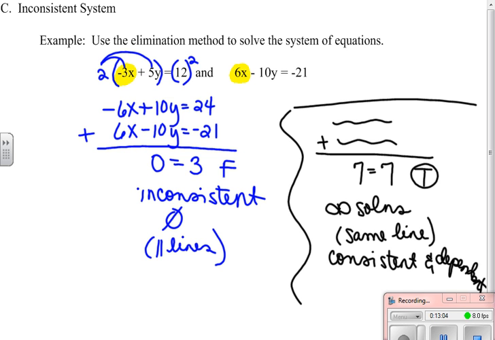Okay, so you could come up with a variable equals a number, one solution, a false statement, 0 equals 3, which means you have parallel lines, or you could end up with a true statement, 7 equals 7, 5 equals 5, and that's infinite solutions. It's the exact same line.